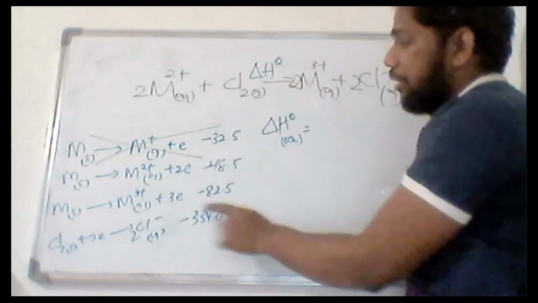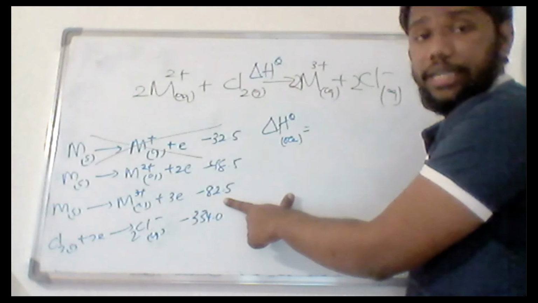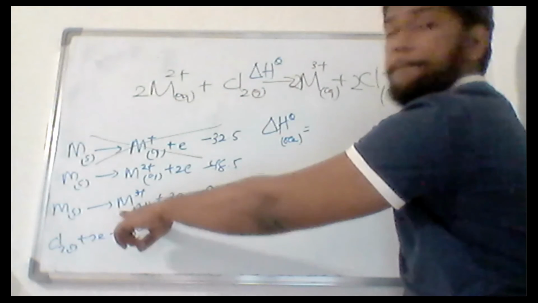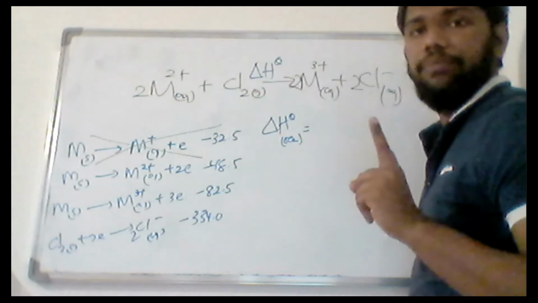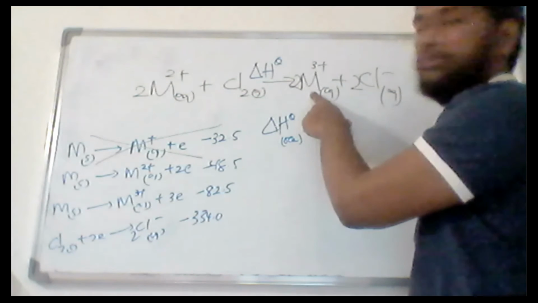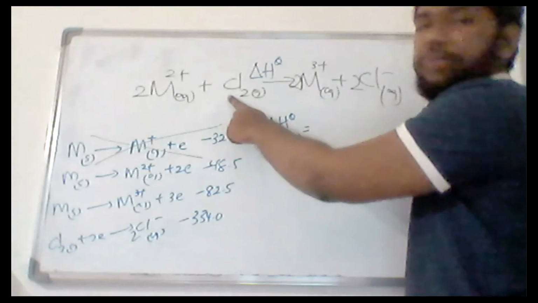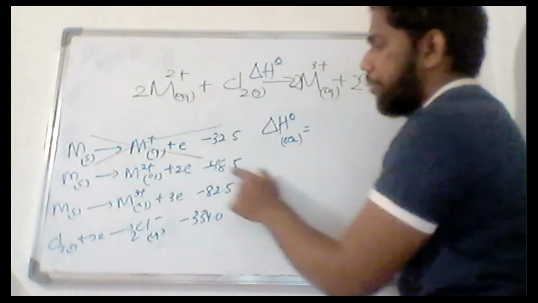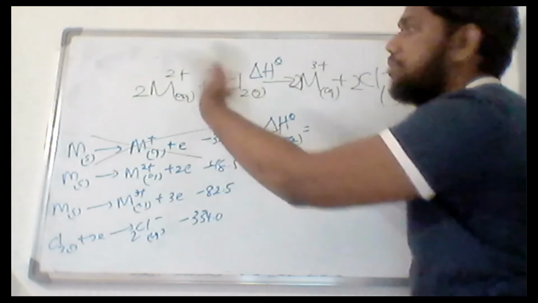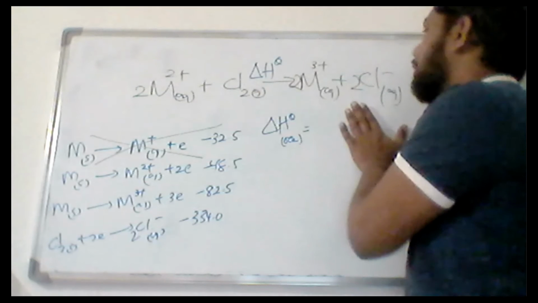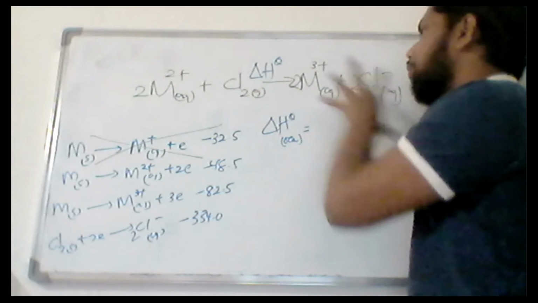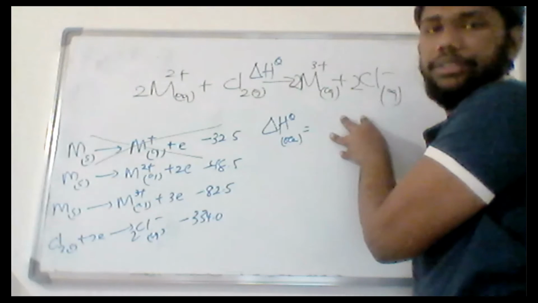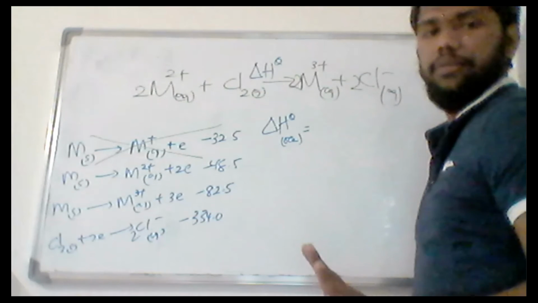And this will be 2 times minus 82.5. Why 2 times? Because here it has given only for 1 M3+, but here you have 2. And this will be 0 on the reactant side. And here it will be M solid to M2+, minus 48.5 times 2. So you know the enthalpy of this. You can add these two and subtract from this to find the enthalpy of the reaction. Okay, that is one way.